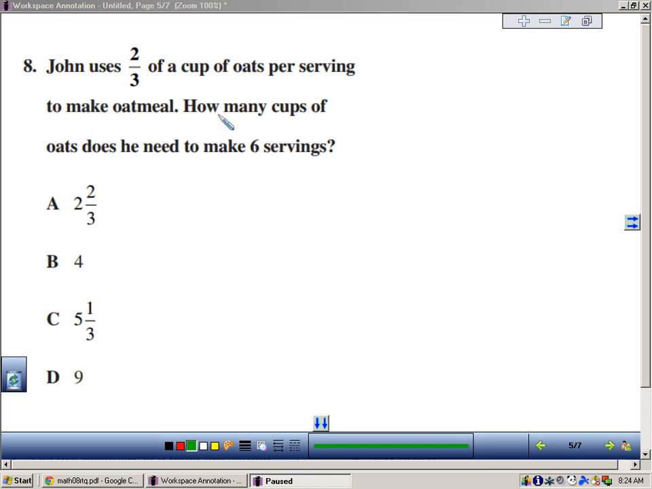It says John uses 2/3 of a cup of oats per serving to make oatmeal. How many cups of oats does he need to make 6 servings?